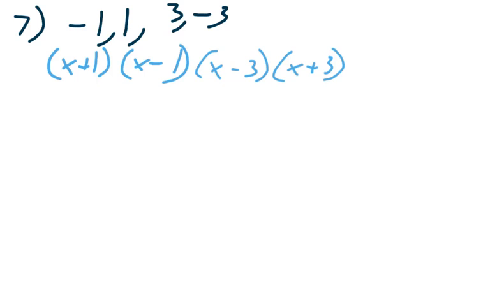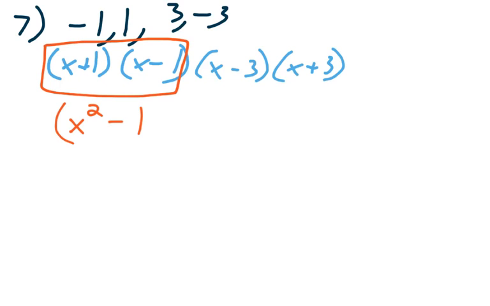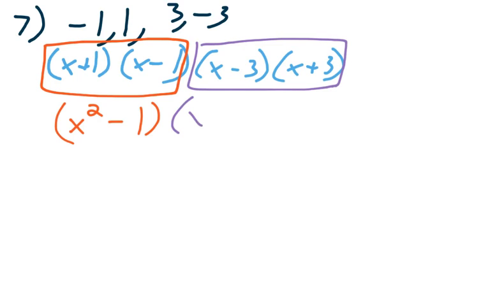Now, when we multiply it, it's easiest to multiply these two together first because they have the exact same factor except for one's plus and one's minus, which means the middle terms are going to cancel out. So when I multiply them, I get x squared minus 1. Same thing happens over here when I multiply these two together, and I get x squared minus 9.